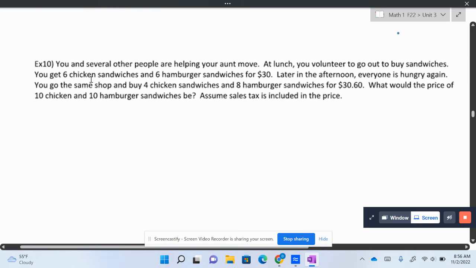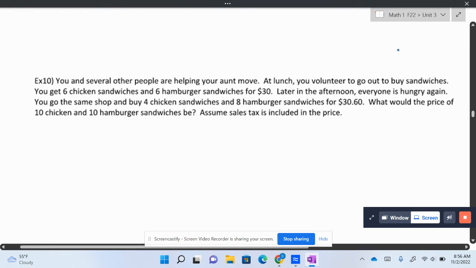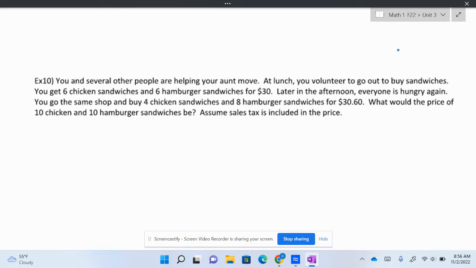You and several other people are helping your aunt move. You volunteer to go out and buy sandwiches. You get 6 chicken sandwiches and 6 hamburgers for $30. Later that afternoon, everyone is hungry again. So you go to the same shop and buy 4 chicken sandwiches and 8 hamburgers for $30.60. What is the price of 10 chicken and 10 hamburgers?